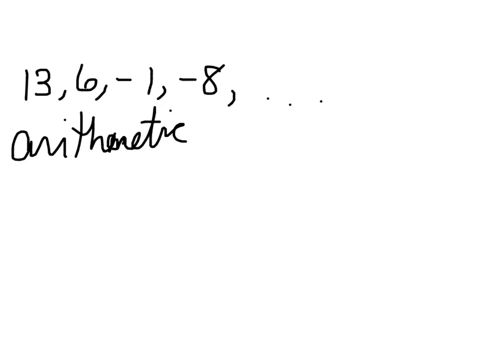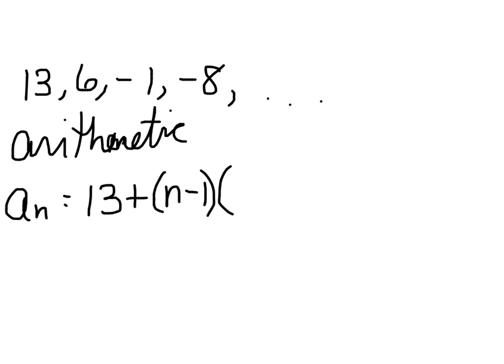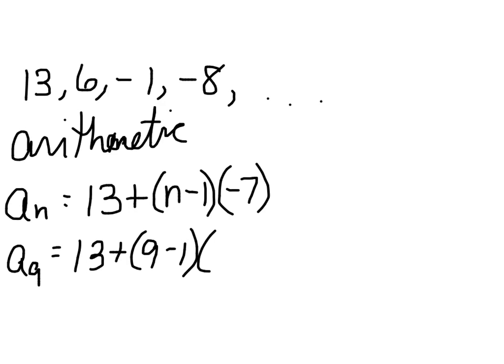Now, the next part says, write the rule for the nth term. So if you know it's arithmetic, what's A1? 13 plus n minus 1 times, what's your D? Good. Then it goes on to also say, find a sub 9. What does that mean when it says find a sub 9? Put 9 in for n and see what you get. 13 plus 9 minus 1 times negative 7. What's 9 minus 1? What's 8 times negative 7?